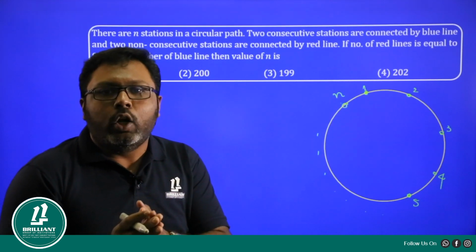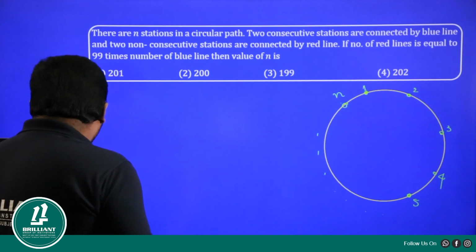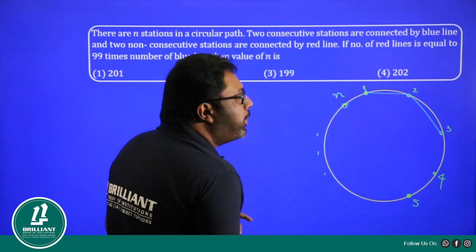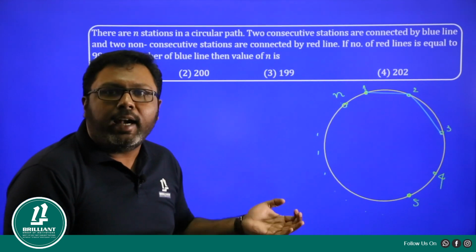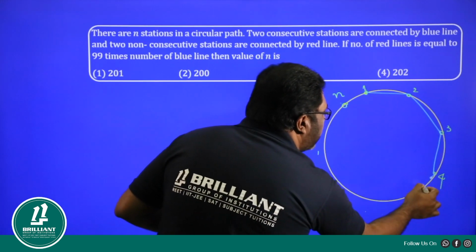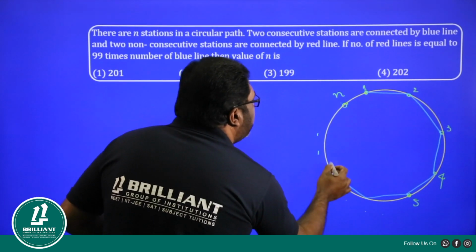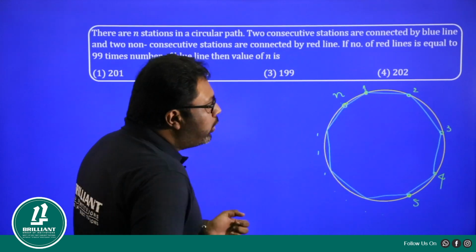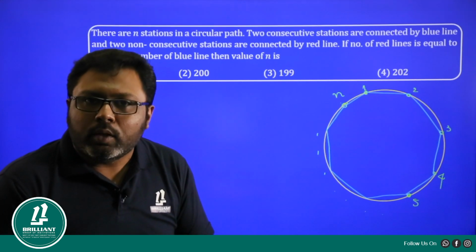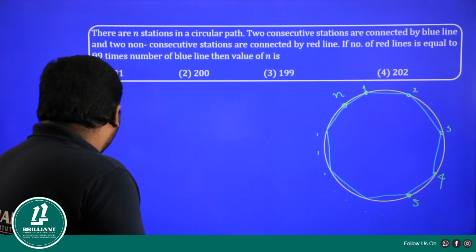Okay, and the next thing they're saying, two consecutive stations are connected by blue lines. So I will take a blue line to connect two consecutive stations. What do you mean by consecutive stations? Stations which are adjacent to each other, right? So this is going to be connected like this. If I go on with this connection, you can see that you are going to get a polygon. Ultimately, you will come back to station number 1 because it is a circular path. Always you're going to get a blue line between two consecutive stations, right? Okay, now what are they saying next?